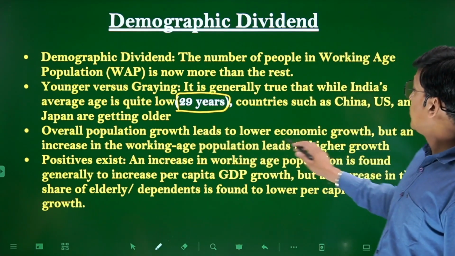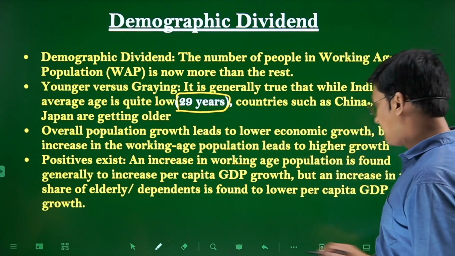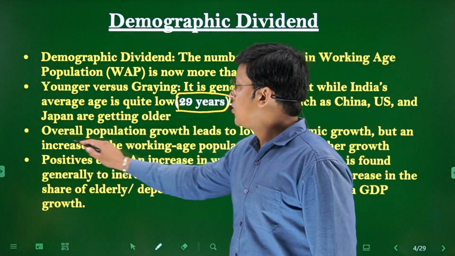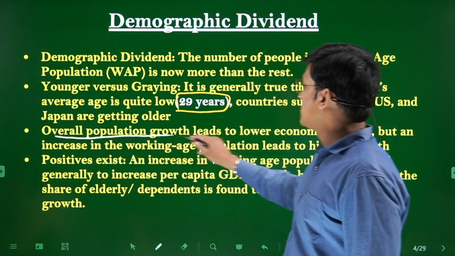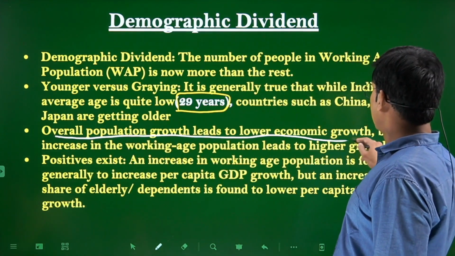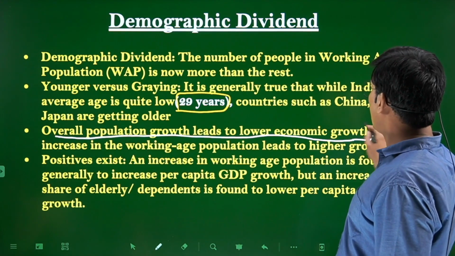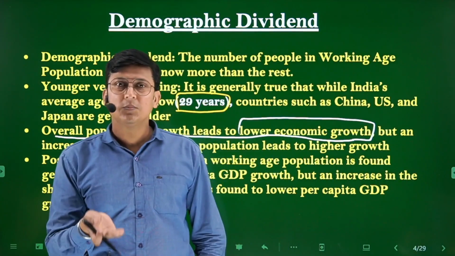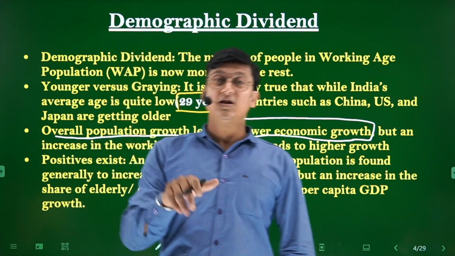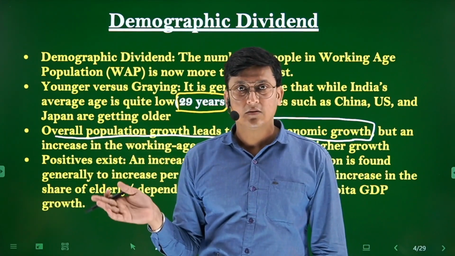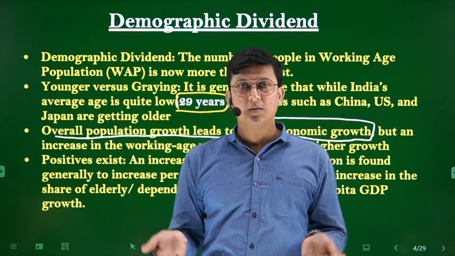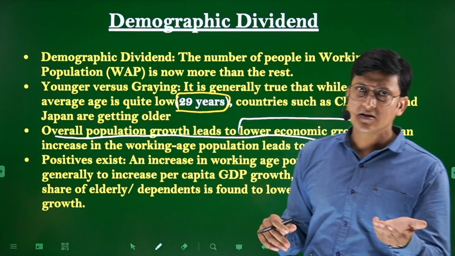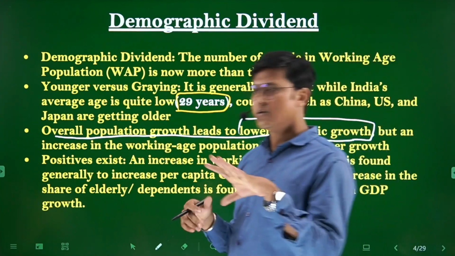Overall population growth leads to lower economic growth. Yes, it is true. It is true that if there is population growth in a country, it can lead to lower economic growth. Why so? We know that the per capita income is inversely proportionate to the population. Higher the population, lower is the per capita income, right? You know this. So in general sense we can talk in those terms.